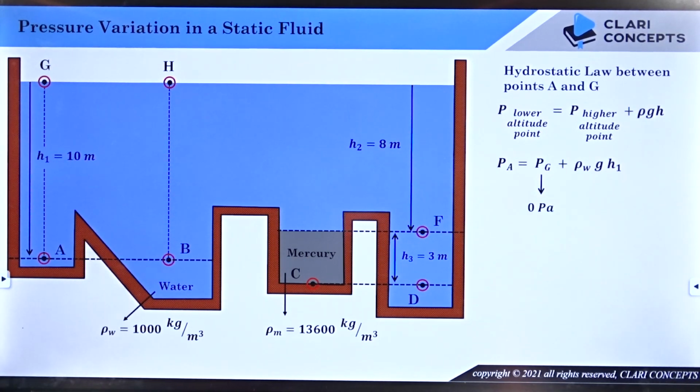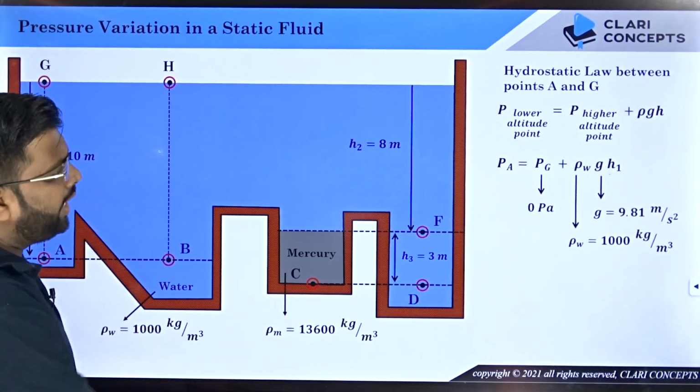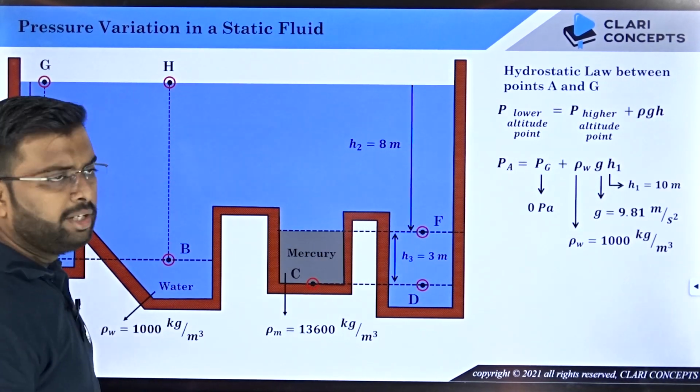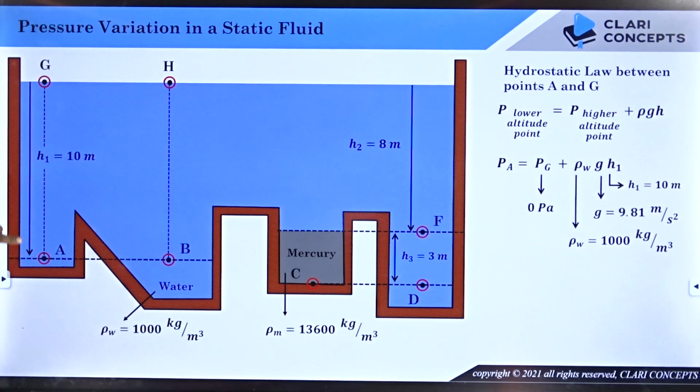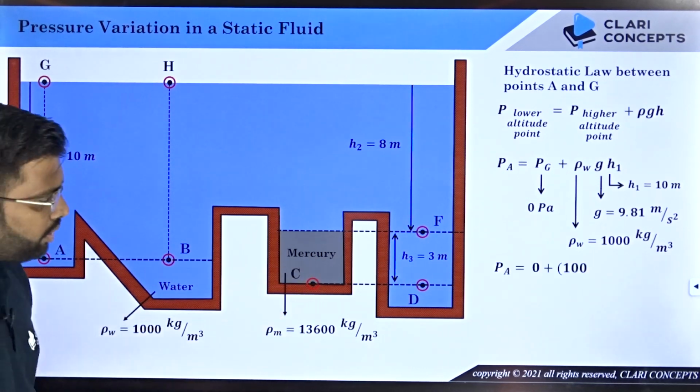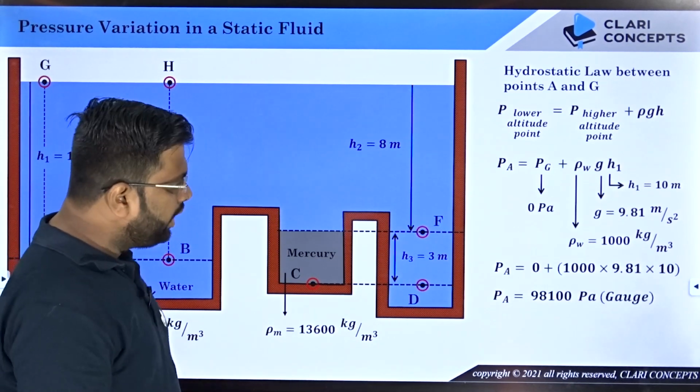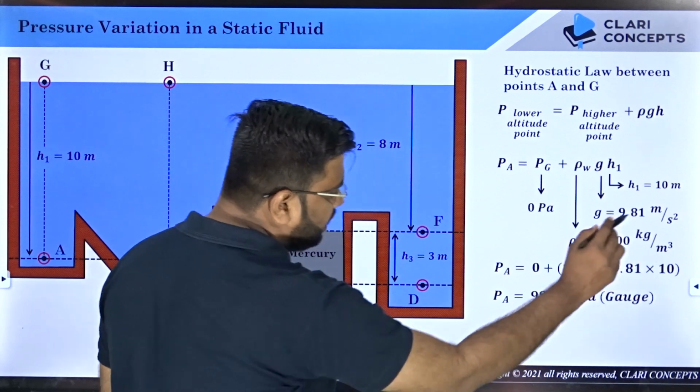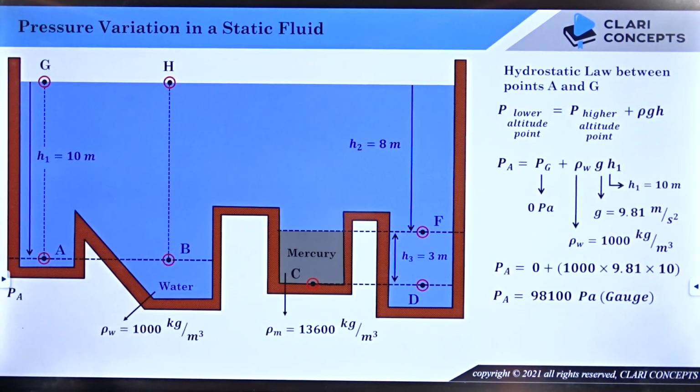You put the values. PG is 0 Pascal gauge, rho W is 1000, that is water, g is 9.81 meter per second square, and h is 10 meters, because the distance between G and A is 10 meters. Now put the values and calculate. You will get 98100 Pascal gauge pressure at point A. So I will put the value. PA is 98100 Pascal.